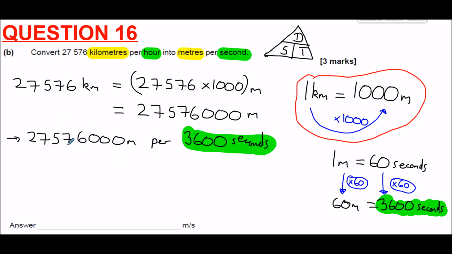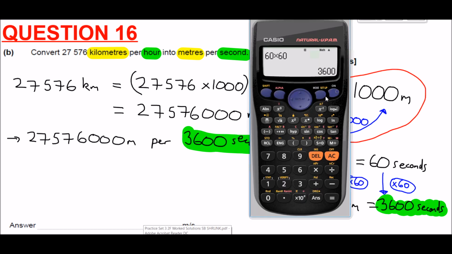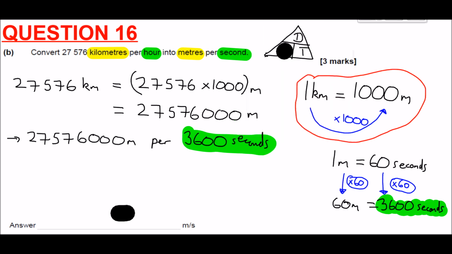So we know here now the distance in the units we're wanting. We also know the time in the units we want. And so for the speed, which we want to work out, we cover up what we want to work out. Whatever's left tells us the speed. So it's distance divided by the time. So what we should have is 27,576,000 divided by 3,600. And we get 7,660 meters per second.